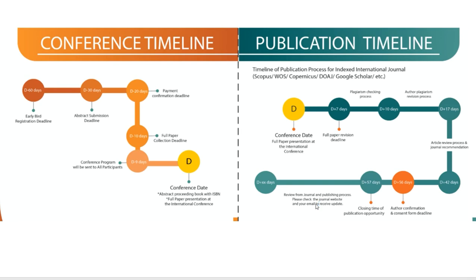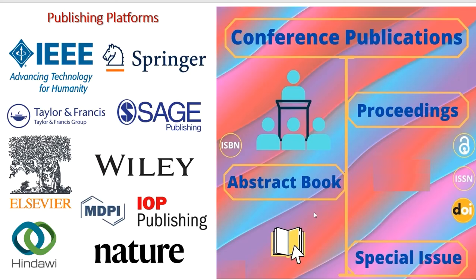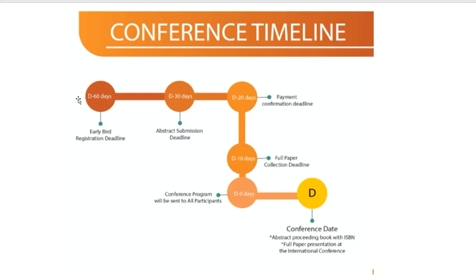Finally, once the second review process is completed, only then does the publication come out. This is the general publication timeline. Now we are going to the conference timeline. You know that from the initial submission day until the publication day, this is the flow of conference publication, the conference organizing and publication flow mechanism.